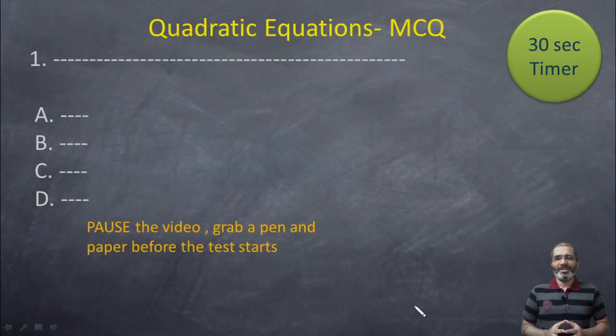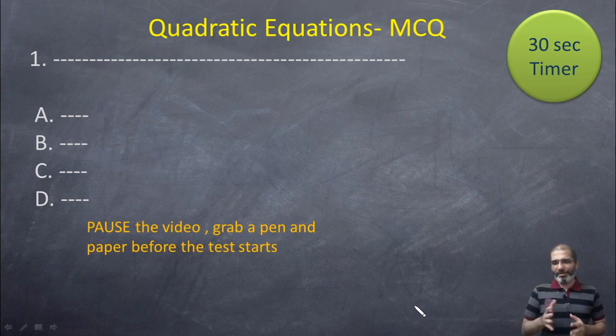Hello students, our today's topic is going to be a quadratic equation MCQ test. Now as we all know, for a particular question we'll be having 4 options. Out of the 4 options, maybe one or maybe more than one will be the answer. If you see on the right hand side top corner, I have given you a 30-second timer. So with each question, a 30-second timer will pop up and you have to solve the sums.